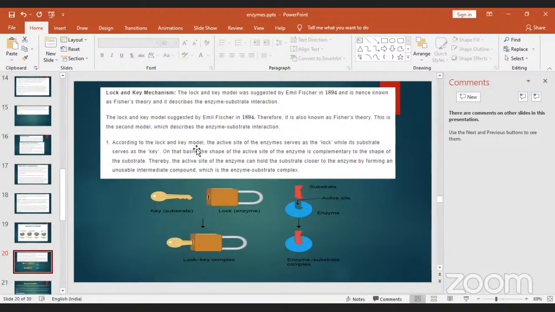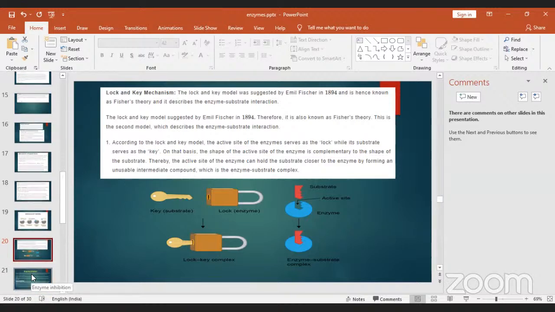According to the lock and key model, what is the active site? This is the active site where the key enters the enzyme. The active site of the enzyme serves as the lock, while its substrate serves as the key. The shape of the active site of the enzyme is complementary to the shape of the substrate. The active site can hold the substrate closer to the enzyme by forming an unstable intermediate compound, which is the enzyme substrate complex.